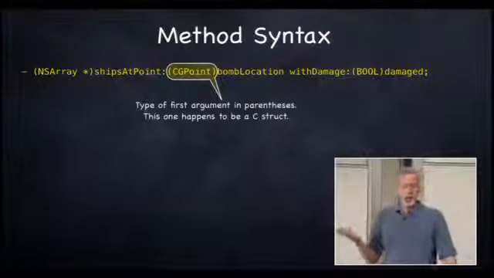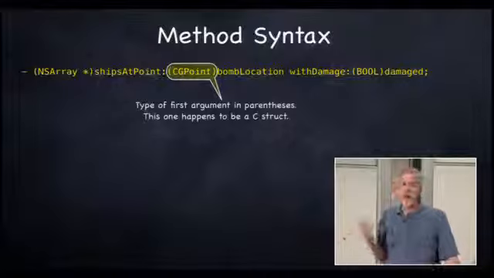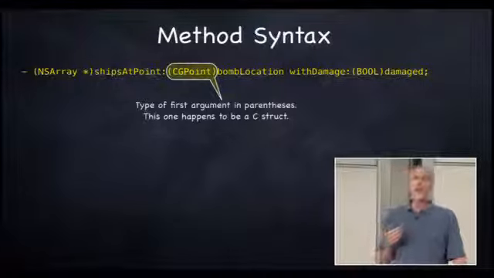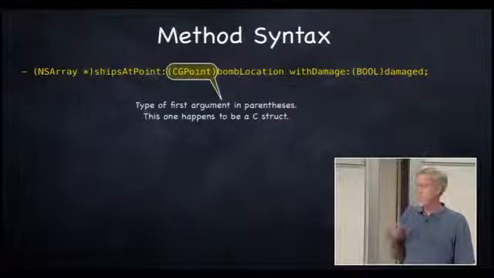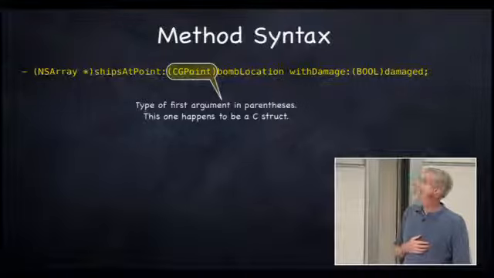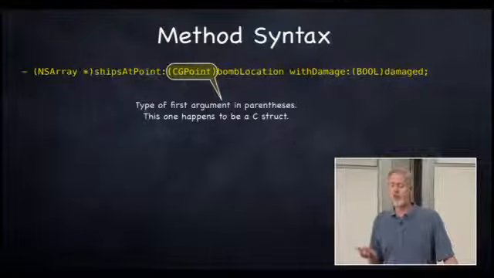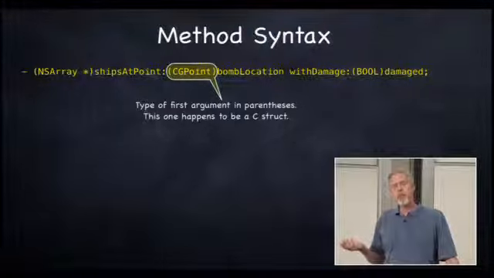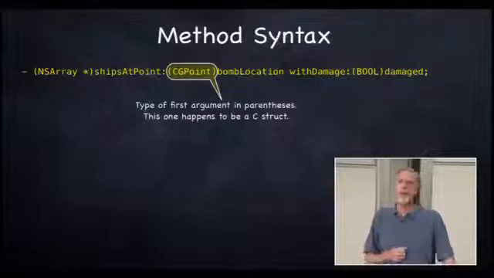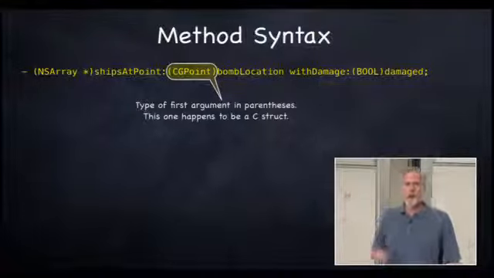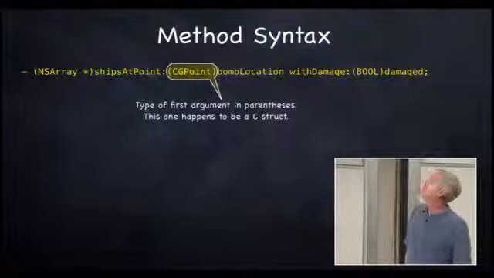This is the type of the first argument. Okay, this one happens to be a C struct. CGPoint is a point on the screen, a graphical point. You'll be seeing a lot of this later in this class. If this is missing, that also means that this argument is an ID. So anytime a type is missing in the method declaration, it means the argument is of type ID. In other words, pointer to object of unknown class.